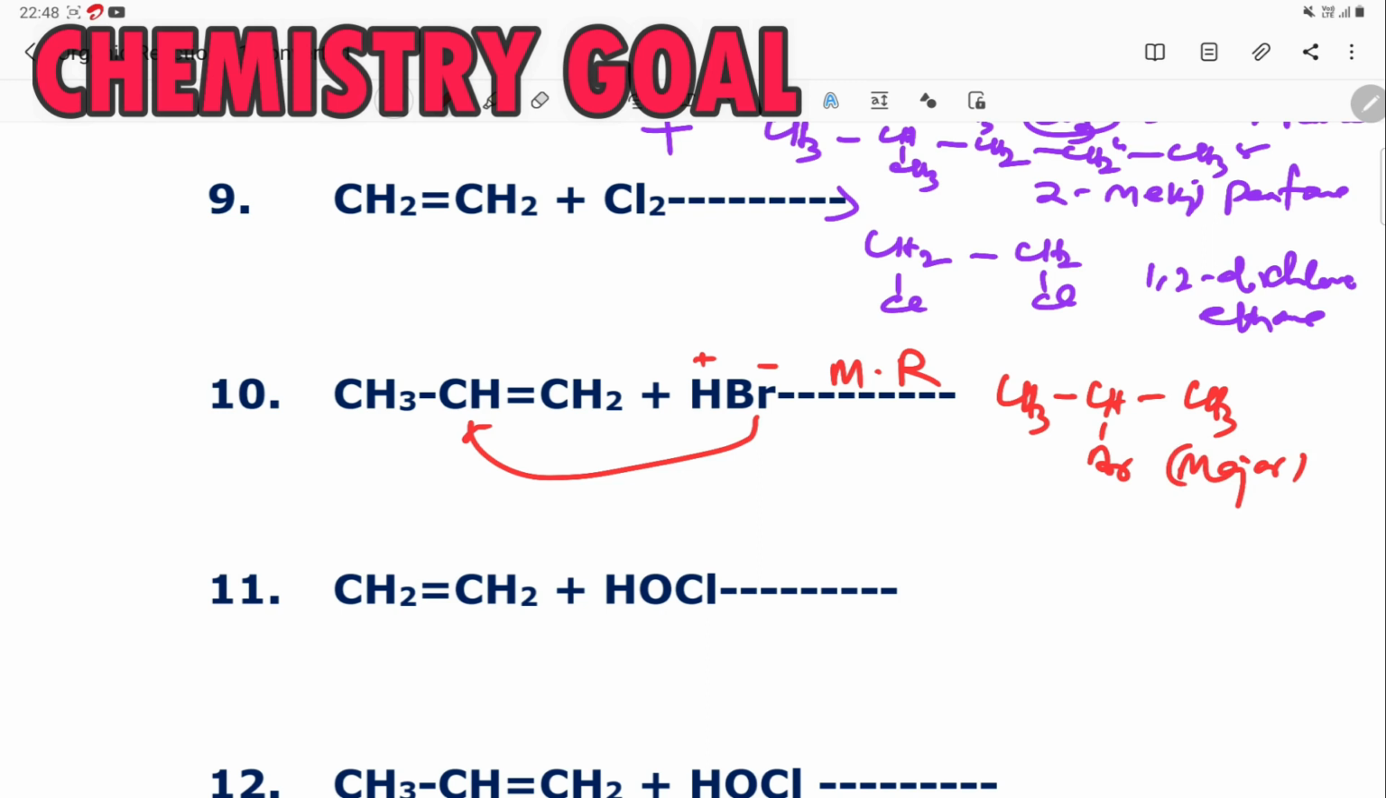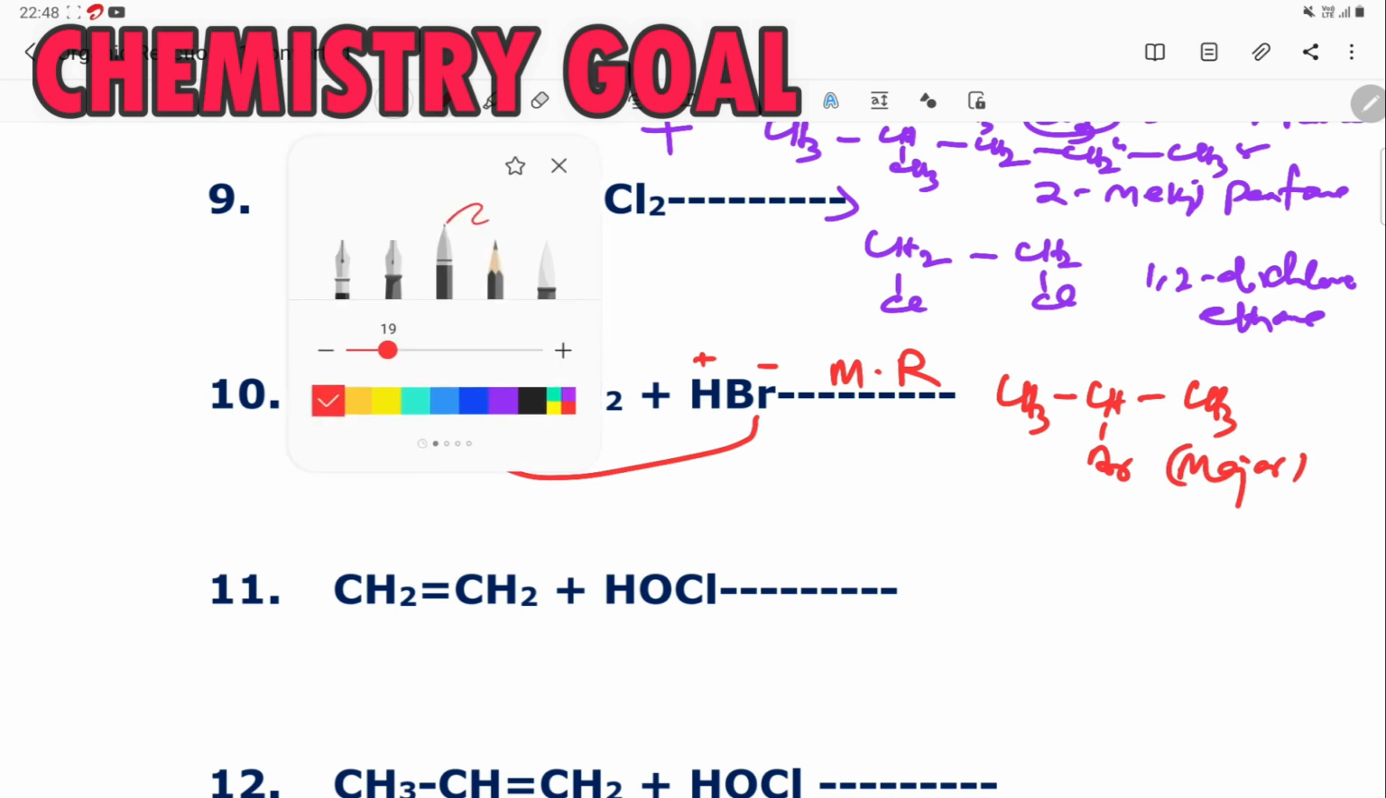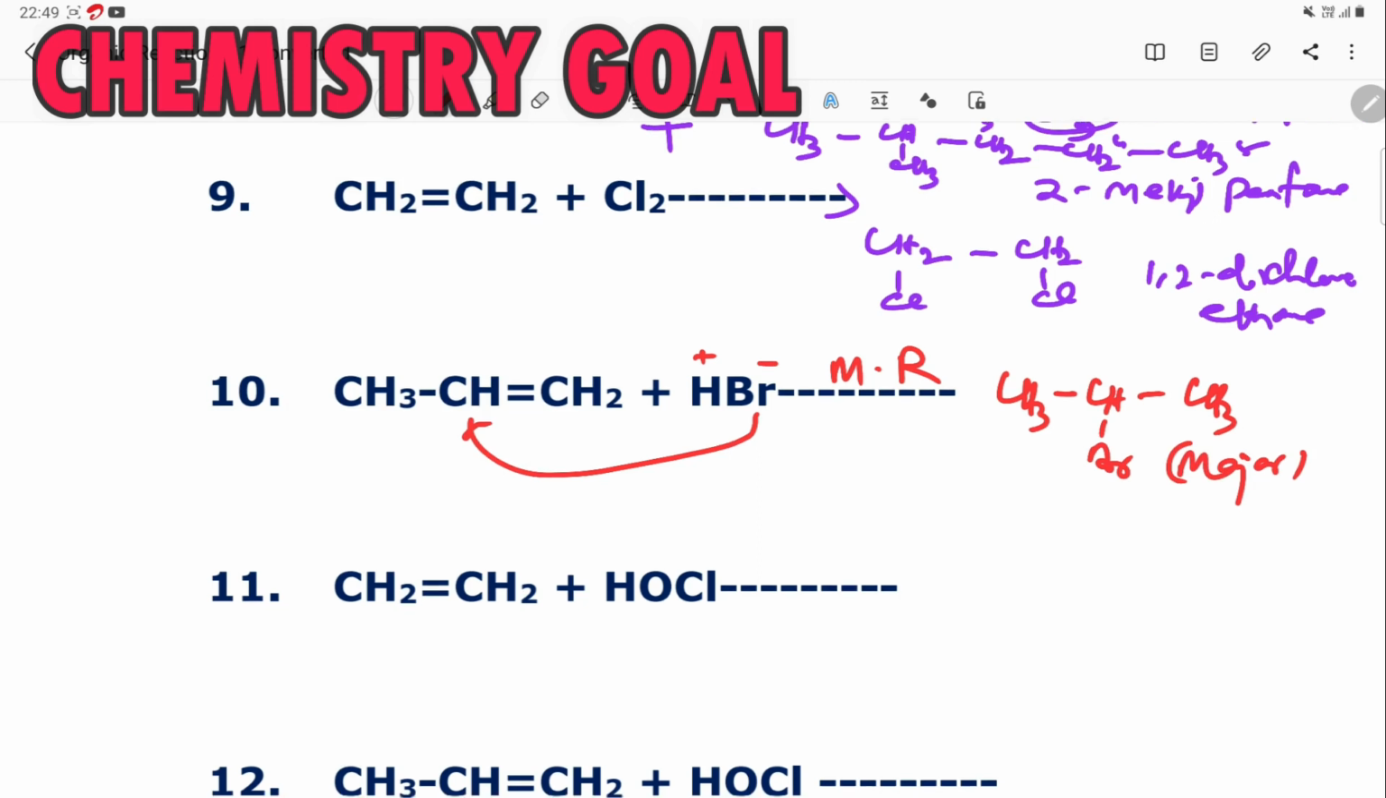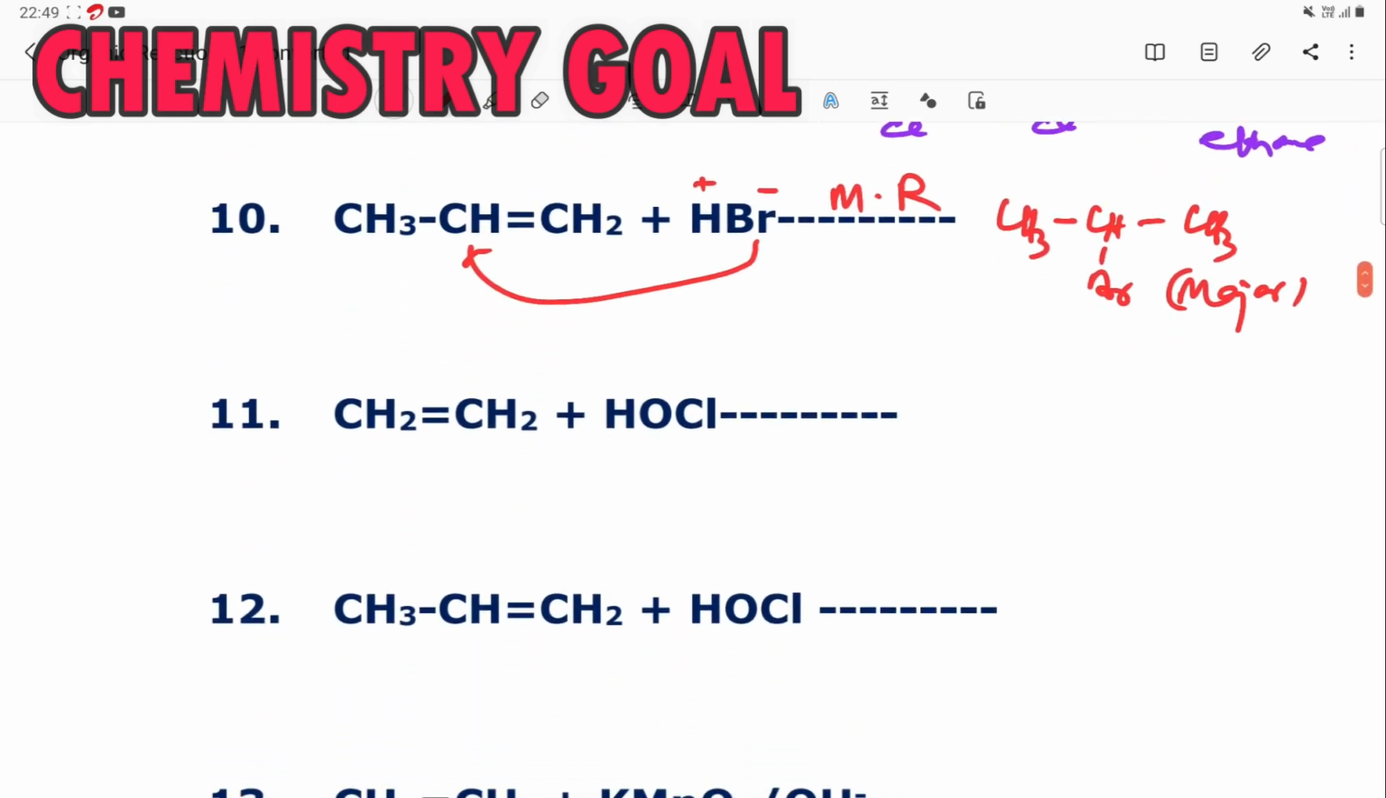Major. This is your major product. The second one is CH2=CH2 with HOCl. Here also the same: here minus, here plus; the OH minus attacks one carbon and Cl plus attacks the other carbon. This addition reaction gives CH2OH-CH2Cl. This type of substituted product is formed by an addition reaction.